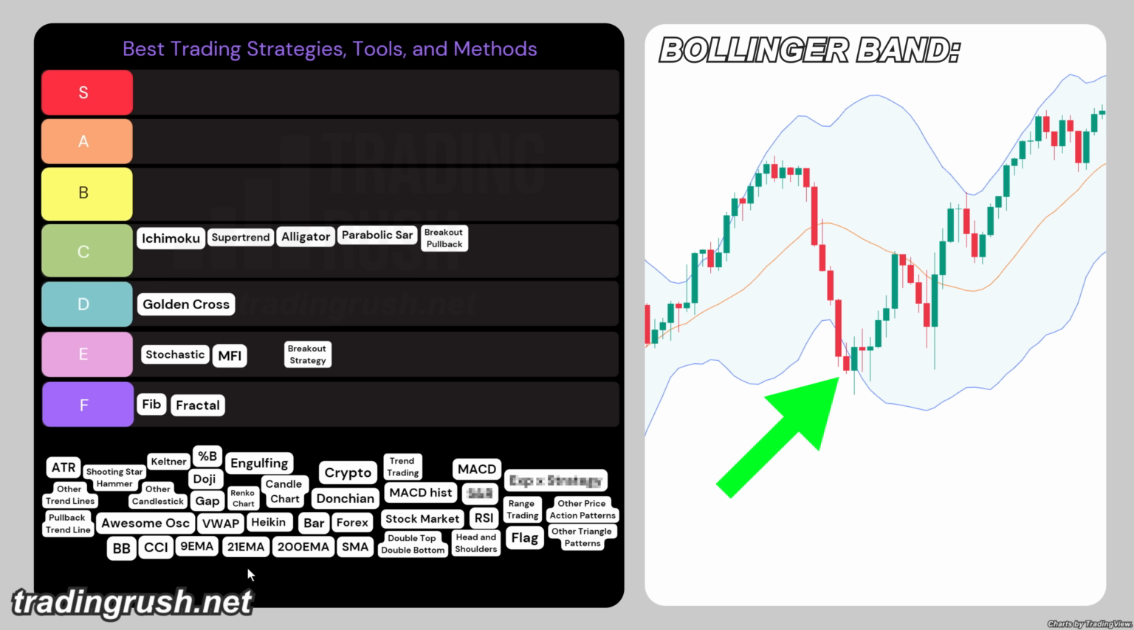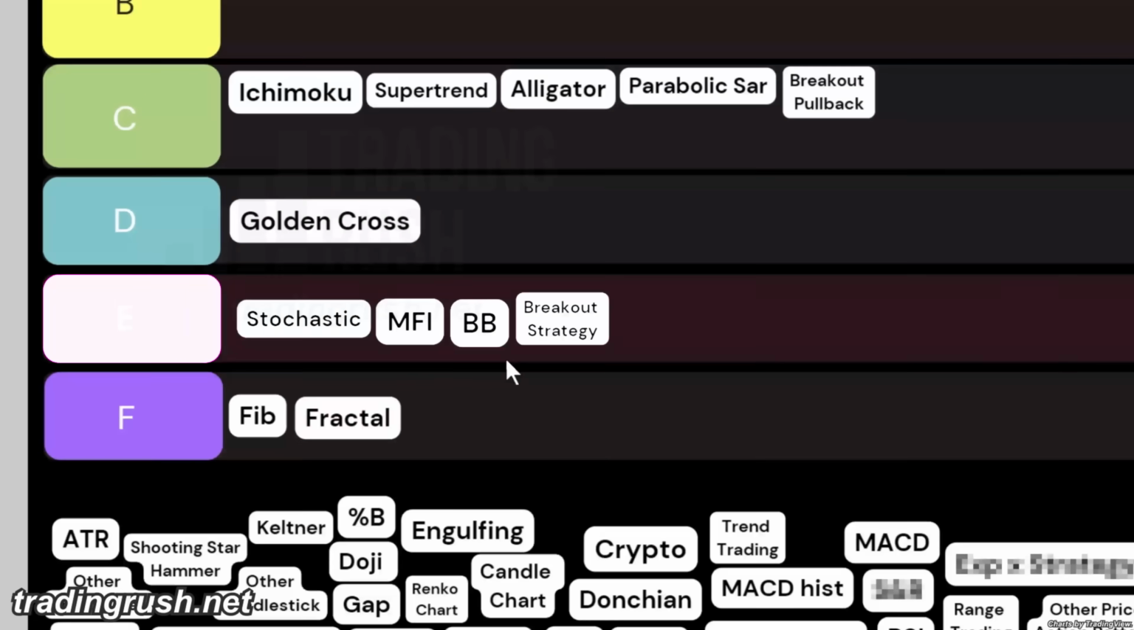You have to filter a lot of false setups to make this strategy work. So, even if this strategy worked for me, I would not recommend anyone using this as their first strategy. There are better indicators than this. I would put this in the E category.